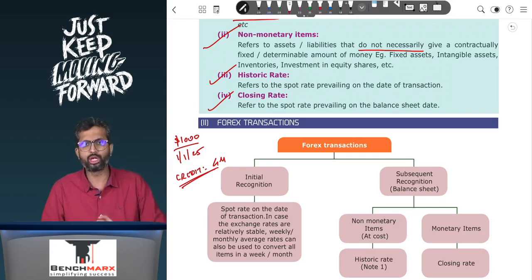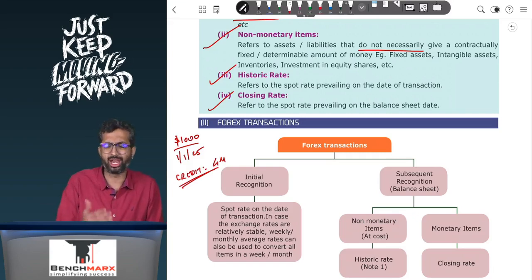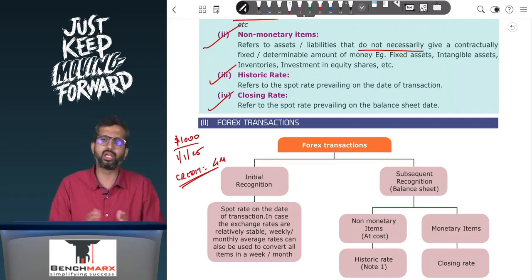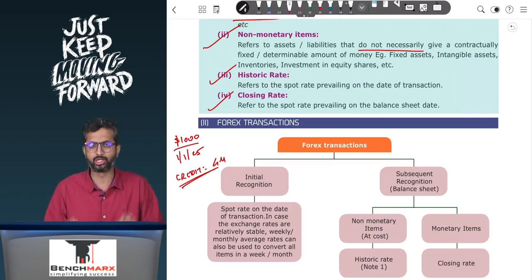Generally, we take the rate on the date of the transaction. However, if the rate on the date of transaction is not available or an average rate is given, we can always take the average rate as long as it reasonably approximates the rate on the date of transaction, and there is not much volatility. But from an exam perspective, you will generally be given the rate on the date of the transaction.